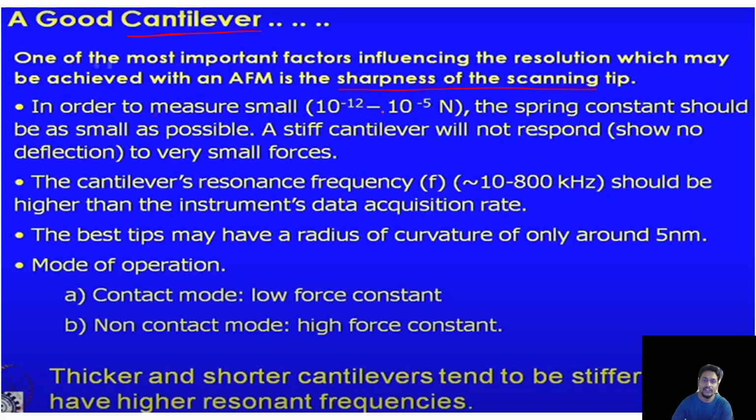Then, in order to measure small forces, 10 to the power minus 12 to 10 to the power minus 5 Newton, the spring constant should be as small as possible, because the force I am talking about is nothing but minus kx, as we already know, and this k is the spring constant.